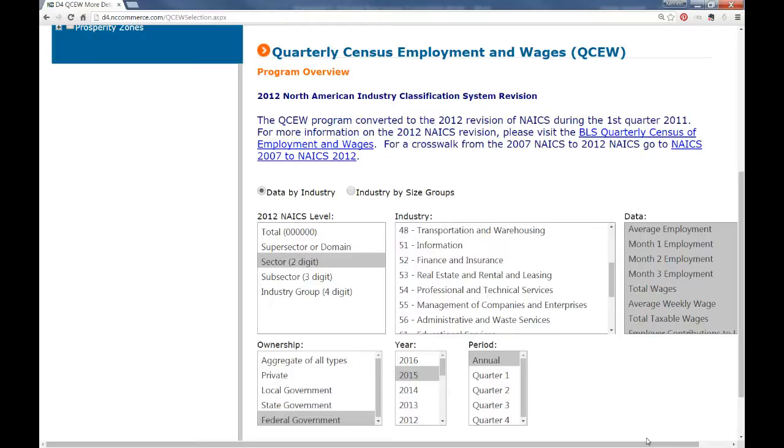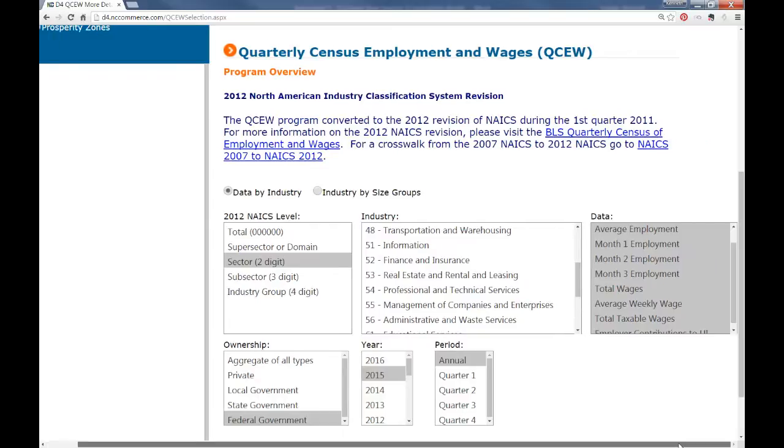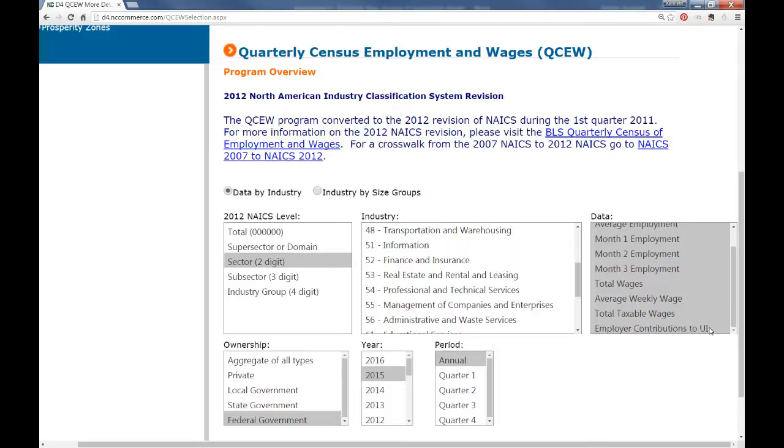So over here under data, you have a lot of data to choose from. You can look at average employment, which is what we want. Don't worry about month 1, month 2, and month 3, because we're looking at it from an annual perspective. So you want the annual average. You have total average. You have average weekly wage, which is average weekly wage per employee. That's one that's important. Don't worry about total taxables, and don't worry about employer contributions to UI, because only government types that deal with unemployment insurance worry about that.